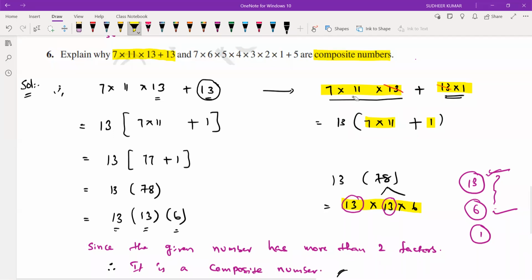So the second question also you have to do the same way. This is one part, this is another part. 5 is the common factor you can take and proceed further. Okay, sir. So that is homework.